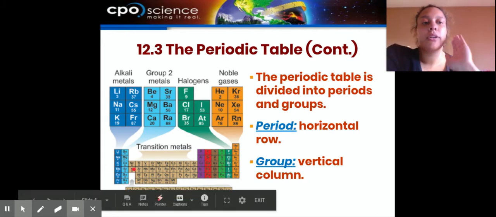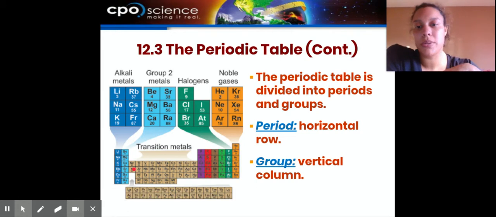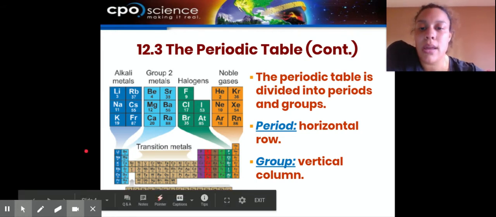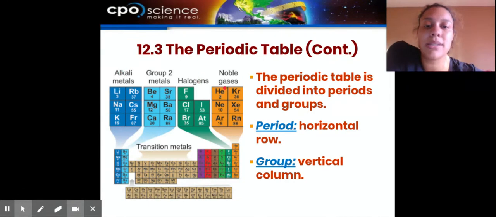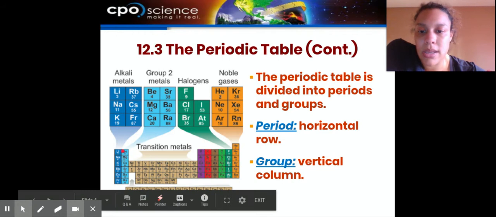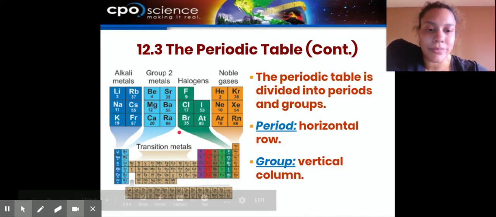Then the vertical columns are called groups, and we can see that some of these groups have fancy names to them: alkali metals, halogens, noble gases. So we'll talk about those in a little bit. We do want to know why they're called that and what characteristics go along with them. But again, you can see here's our dark blue group in a vertical column. Here's a light blue group in a vertical column. So groups are columns.